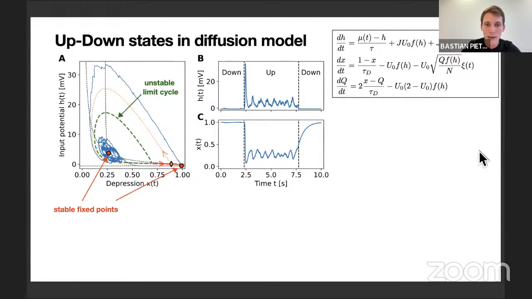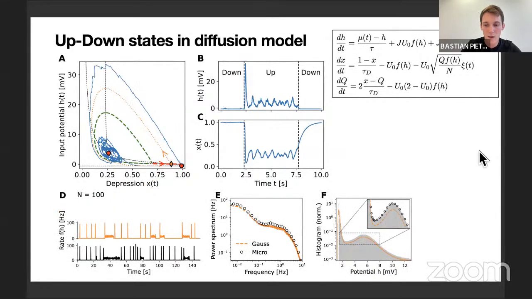And again, we can compare this dynamics, what we've seen in the mean field model, with the microscopic network here for 100 neurons. Qualitatively it looks very good. Also quantitatively it looks very nice. But there are slight deviations here, and especially if you look at the histogram of our potential, then we see some stronger deviations than we had before.